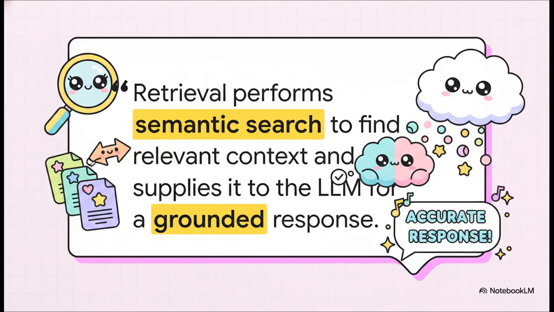So here's another polished takeaway for you. You can say this: the retrieval component performs a semantic search to find the most relevant context and then feeds it to the LLM. This is what grounds the model's response in facts, allowing it to generate an accurate answer instead of just guessing from its internal memory.